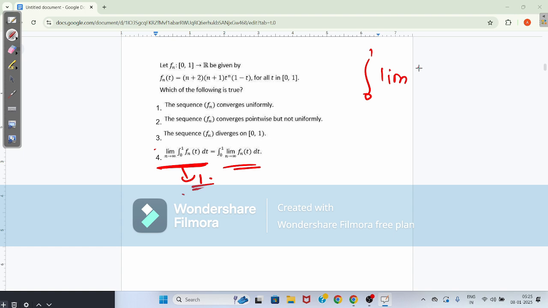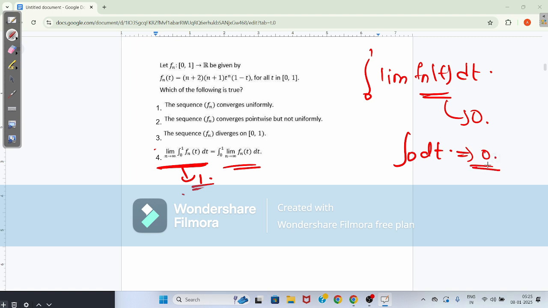When you apply the limit for fn of t here, this value f of t becomes 0. When you integrate this 0, you will get the value 0 here. Since these two values are not equal, it is not uniformly convergent. This is only pointwise convergent and it is not uniform convergent. This is the correct option here.